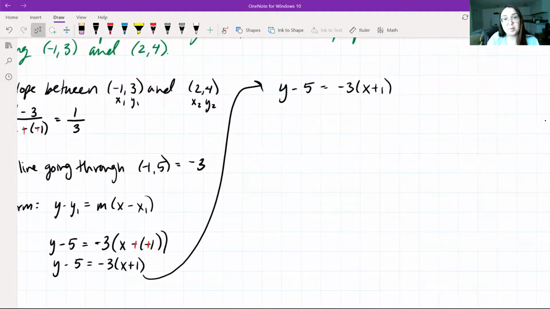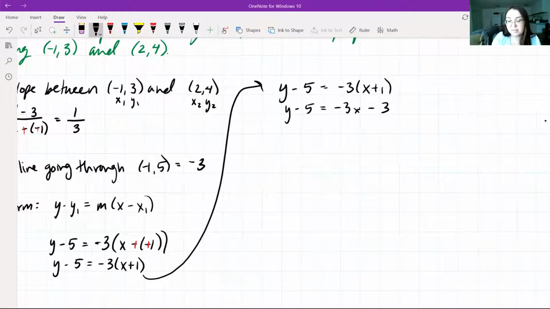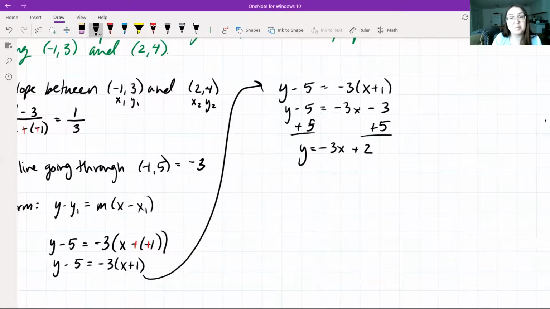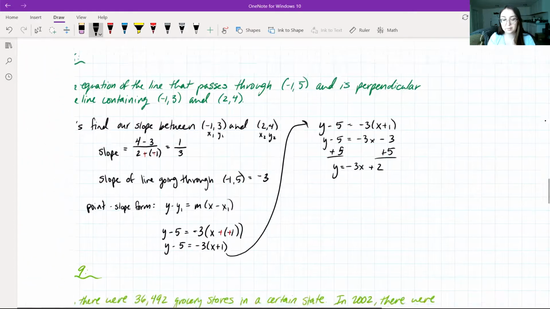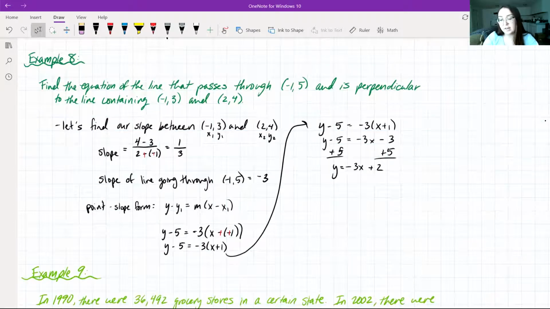So now let's distribute our negative 3. So we still have y minus 5, but now we have negative 3x minus 3. And since we just want it in slope-intercept form, we just need to isolate y, so let's add 5 to both sides. So we end up getting y is equal to negative 3x plus 2. So our equation of the line is going to be y is equal to negative 3x plus 2, and this is going to pass through (-1, 5).